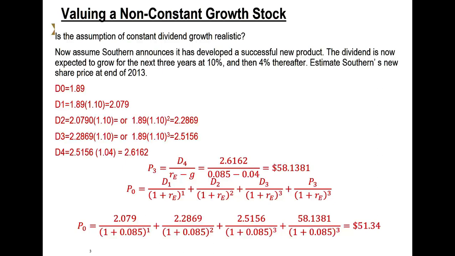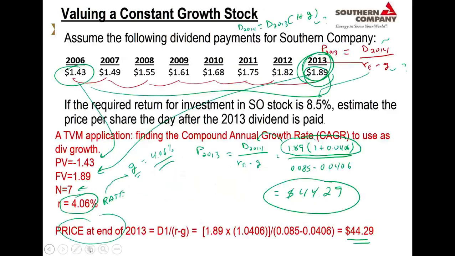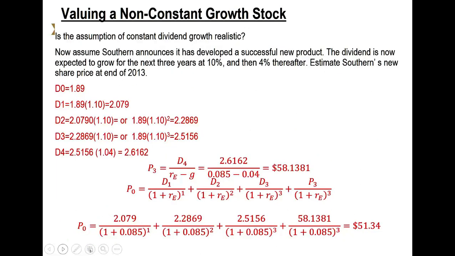So we start with the same example, the same exercise that we saw previously, this one right here. And now ask the same question: what is the price at the end of 2013? But now the assumption is that dividends are expected to grow for the next 3 years at 10%, and then at 4% afterwards.